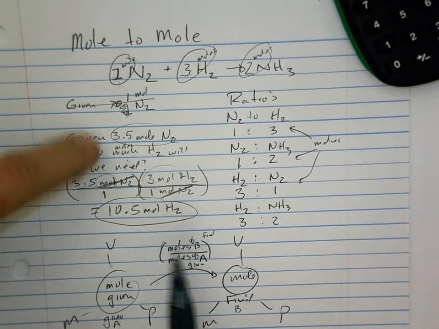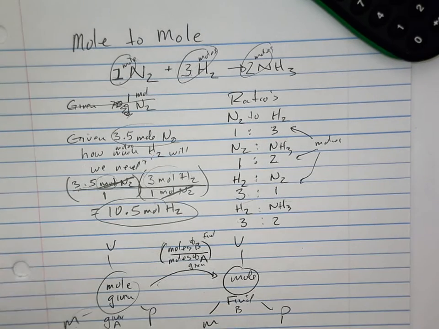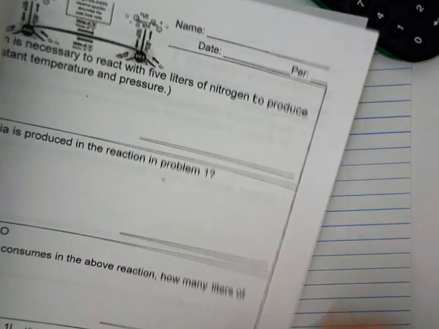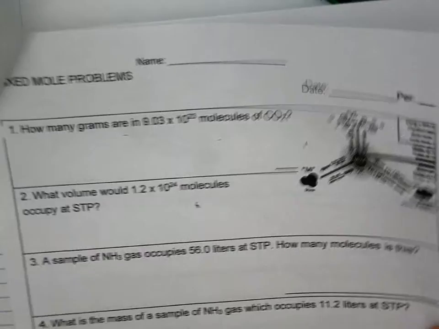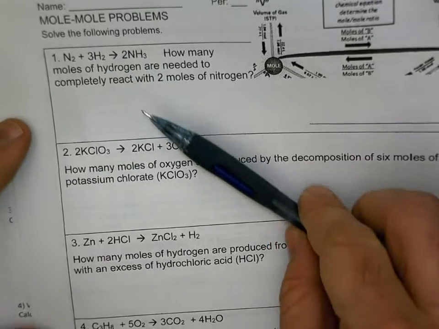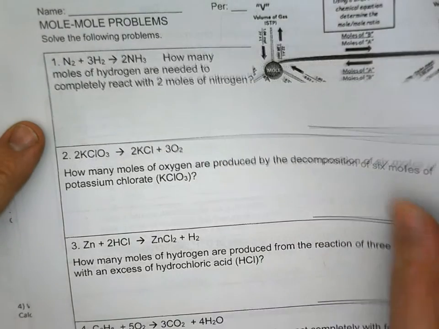I've got a getting started video for the homework that will follow on this one, which is in your packet. It will be, let's see here, the mole to mole. Okay, in here. That's mixed mole, mole to mole, there we go. So we've got problems over here. You're just going to set them up the same way. You can go to my getting started video to help you with those.